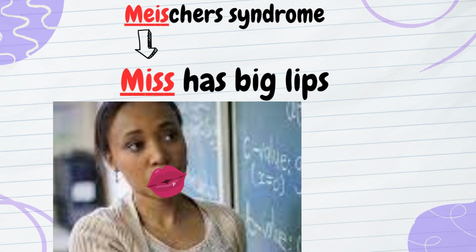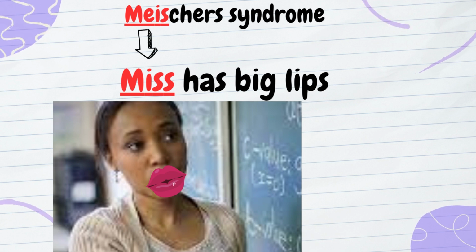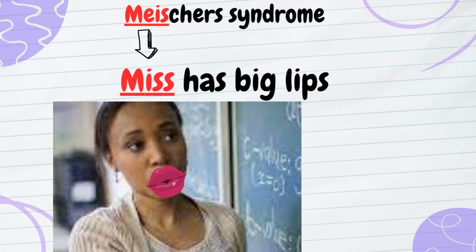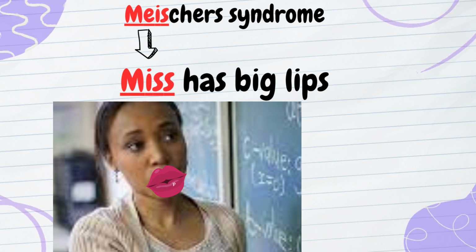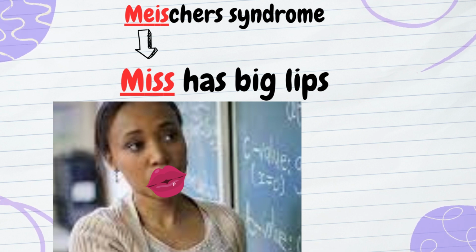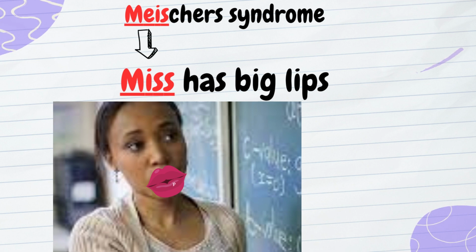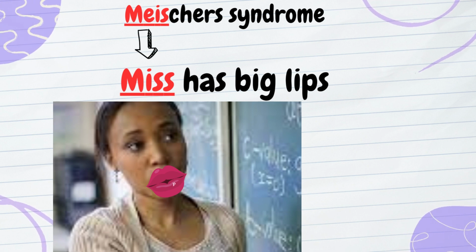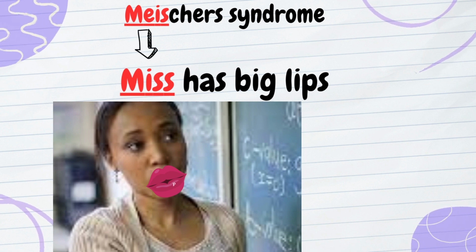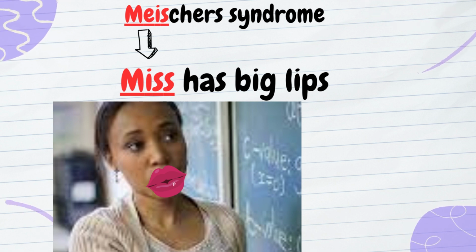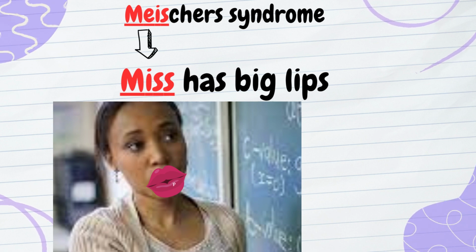So this is a very good mnemonic for you all. It's funny, I know, but it will help you to remember what is Melkersson syndrome in your exam. Okay, Miss has big lips. You can also remember Miss Rosie has big lips. I'll tell you why I have said Miss Rosie in the next slide.